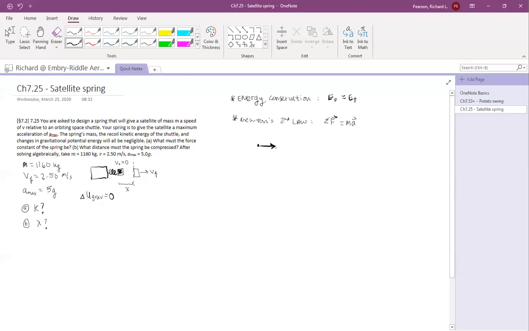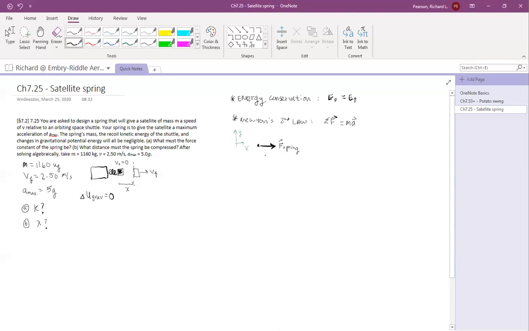the satellite is experiencing a force from the spring in this direction, as I've drawn it here. Let's put in our coordinate system just to be consistent here, so we can keep that. And we're up in space, so we're not going to deal with any force from gravity. That's not an important piece right now.